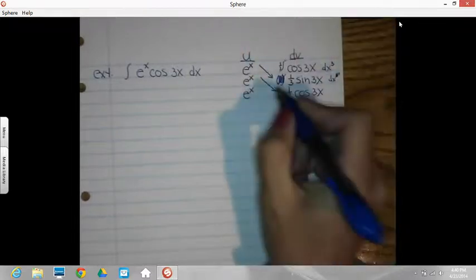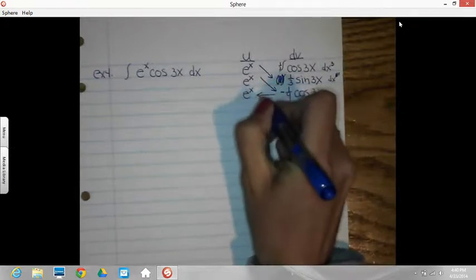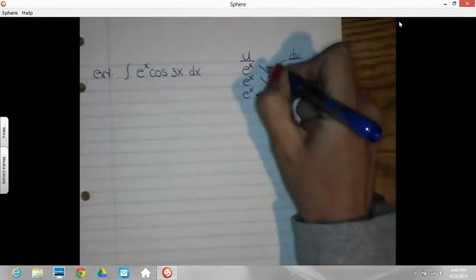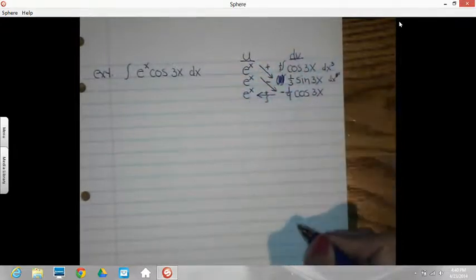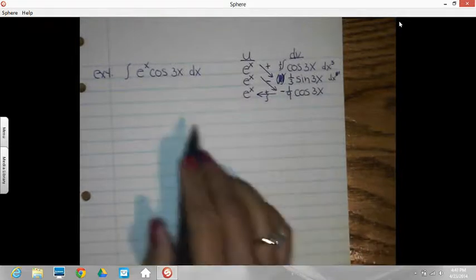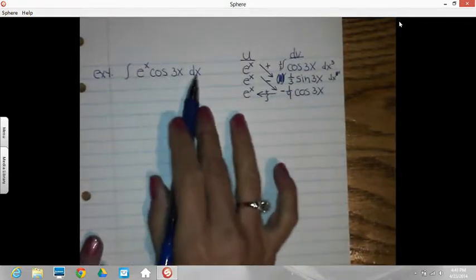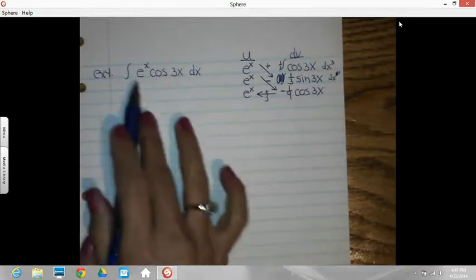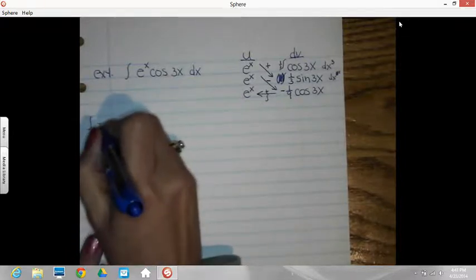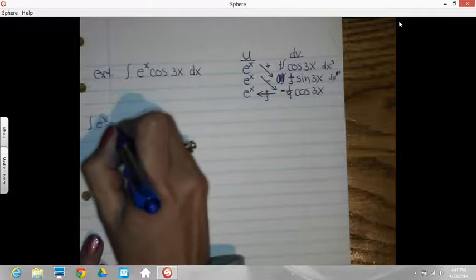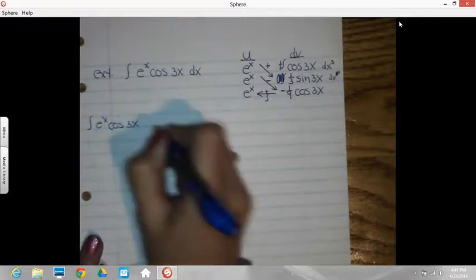I do have a horizontal that's not equal to 0 this time. Positive, negative, positive integral. Okay, so I'm going to start writing down here because it's going to get kind of long. I'm going to rewrite this and I'll show you why. So we are finding the integral of e to the x cosine 3x. You are going to want to copy this down.